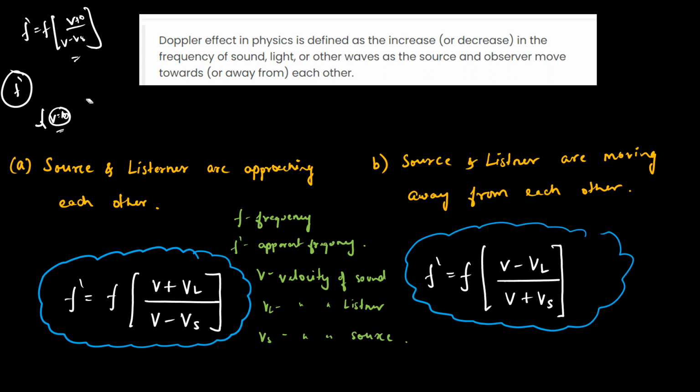There can be four cases, right? Both source and listener moving in the same direction, both moving in opposite directions, one stationary and one moving, the source approaching the listener, the source moving away from the listener while the listener is stationary, or the source stationary and the listener moving away. So all the cases you can find out just by taking two formulas. Is it clear? Now I will take up a few problems so it will be clear for you.